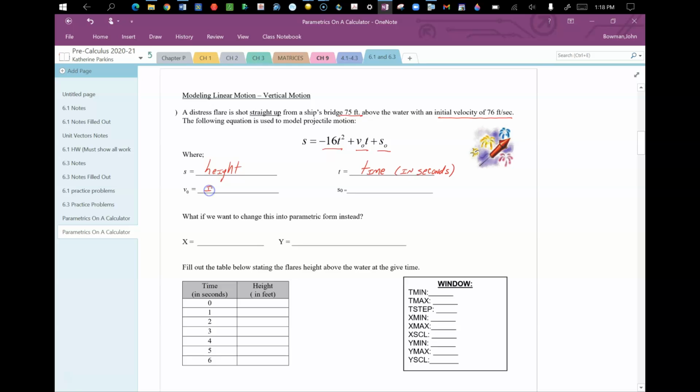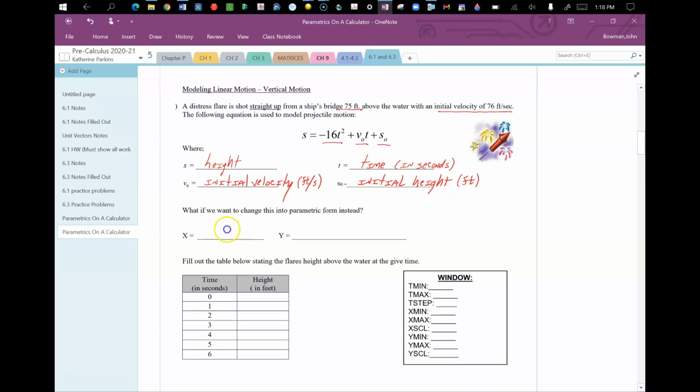V0 is initial velocity, and S0 is initial height. For this particular equation, initial velocity would be in feet per second, and initial height would be in feet. Otherwise, we have to change that negative 16t squared out there in front.